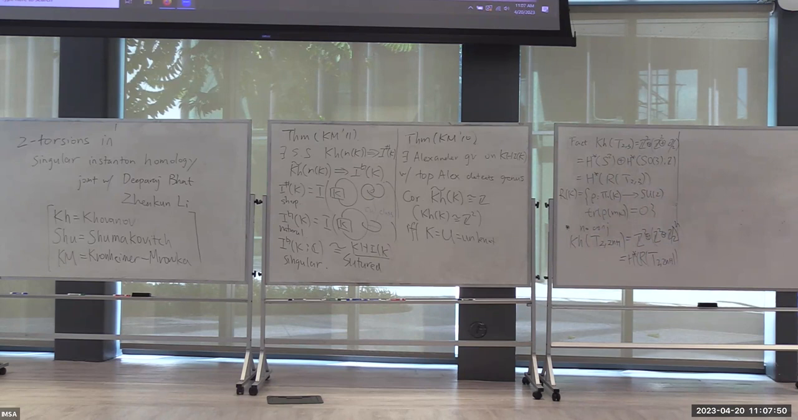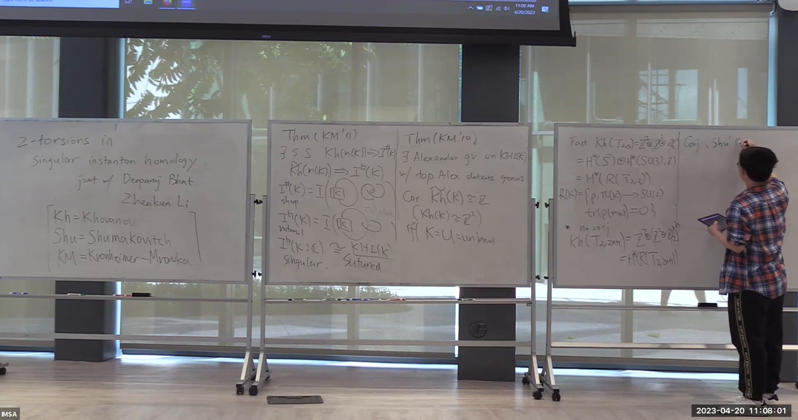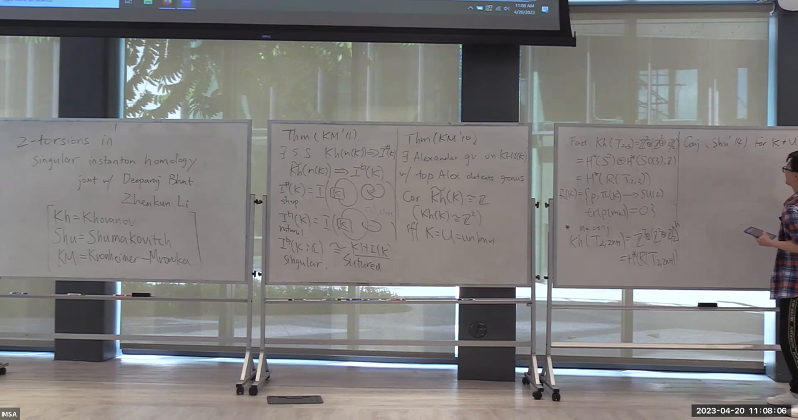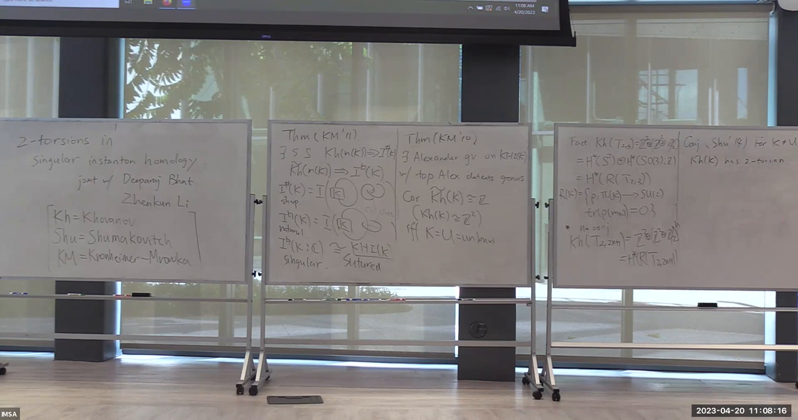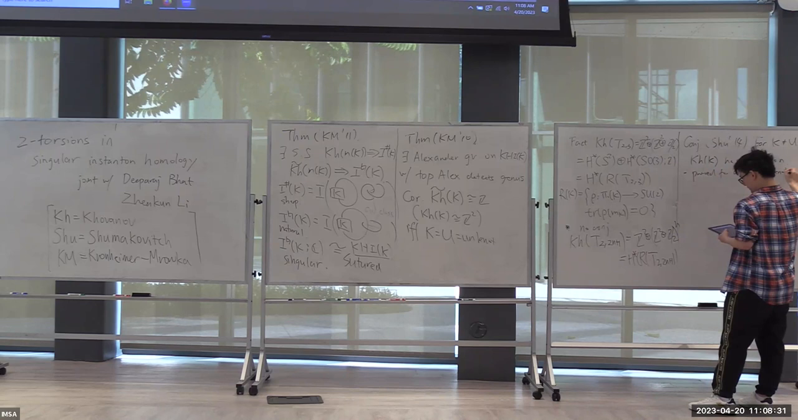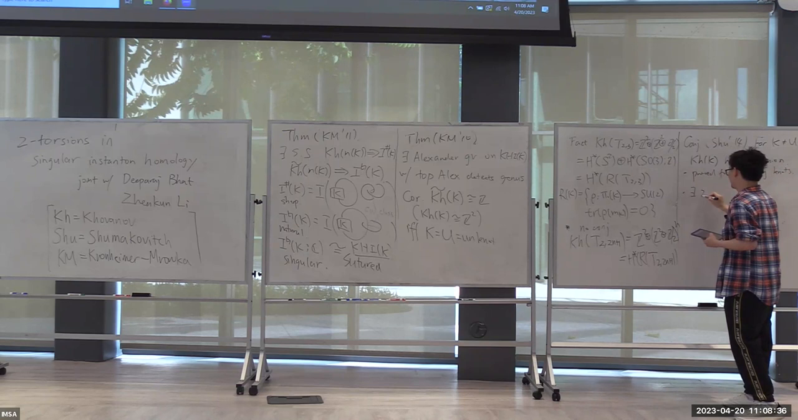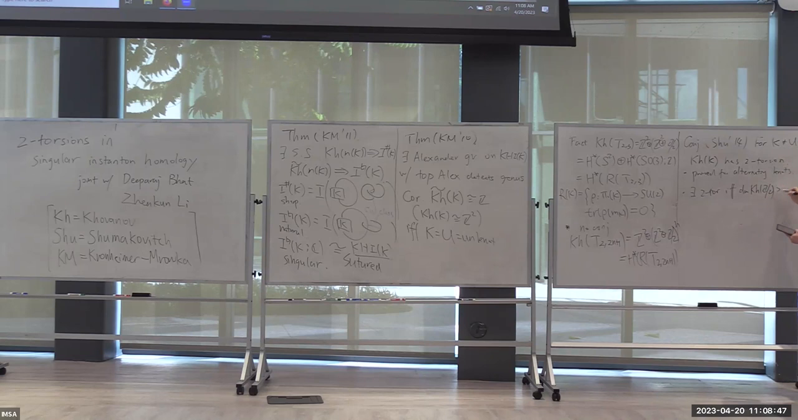So actually from these examples, or also other computable examples, there's a conjecture by Shumakovitch that for any knot that is not the unknot, the Khovanov homology has two torsion. Actually the original conjecture is for anything, but I just stated it for knots because in this talk I will just consider knots. Here it is proved for alternating knots. There is also a remark that two torsion exists if and only if the dimension of Khovanov homology with F2 coefficients is larger than with Z coefficients.